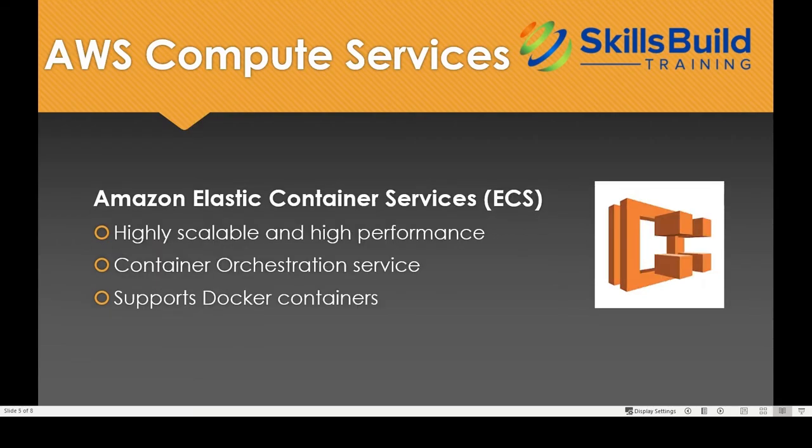Next service we will talk about is Amazon Elastic Container Service, or Amazon ECS. It is a highly scalable, high-performance container orchestration service that supports Docker containers and allows you to easily run and scale containerized applications on AWS. Amazon ECS eliminates the need for you to install and operate your own container orchestration software and manage and scale a cluster of virtual machines or schedule containers on those virtual machines.